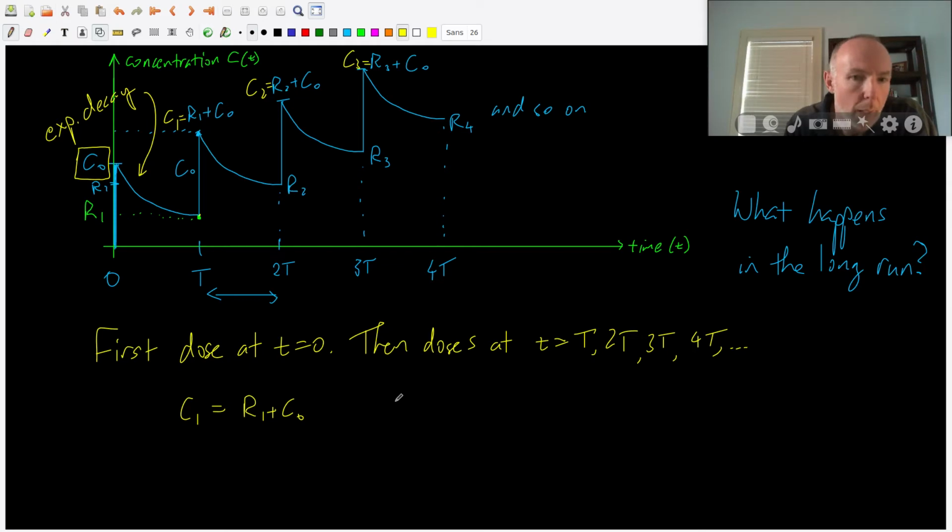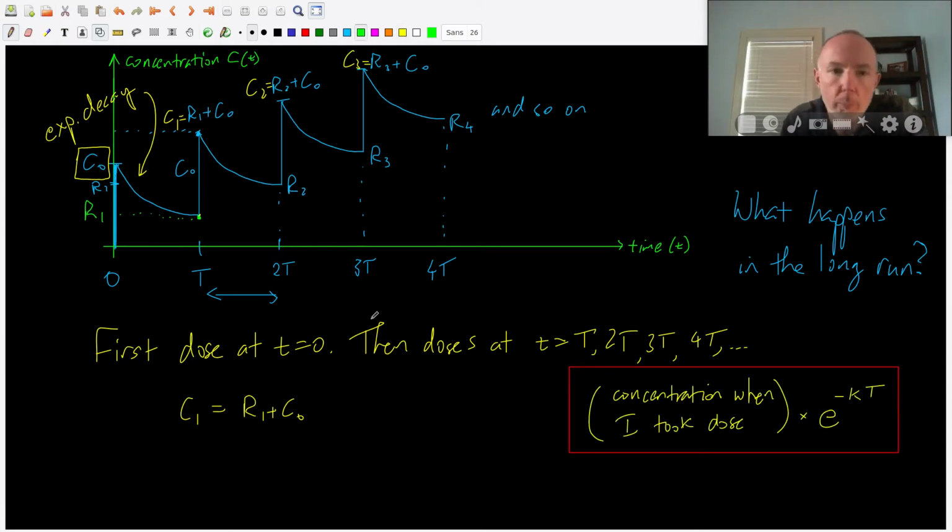But what's R1? Well, on the previous page, we said that the amount that was left here after a time t, and remember that's our R1, is whatever we had at the beginning, the concentration when you took the dose, multiplied by e to the minus kt. K is the decay constant of the drug. We're going to get that from experimental trials. Someone's going to tell us.